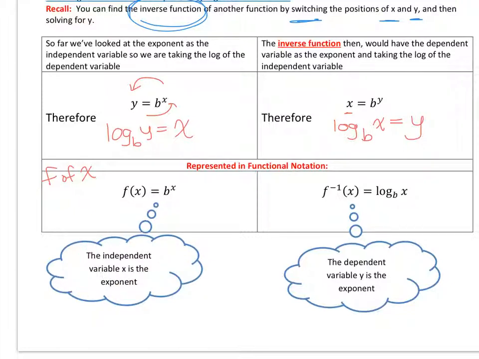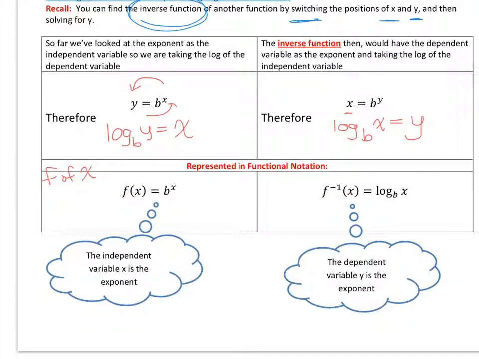In all the cases we've looked at so far, that x has been the independent variable, and the output here is the result of that exponential. Now, if we look in functional notation of the inverse function, we have here x equals b to the y, and that inverse function we represent here with this f of x to the superpower of -1, and that's just a notation saying that this is the inverse function of f of x.